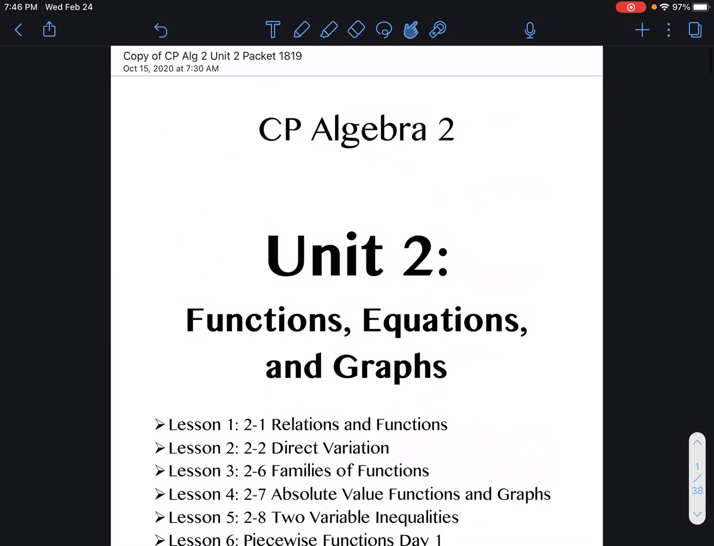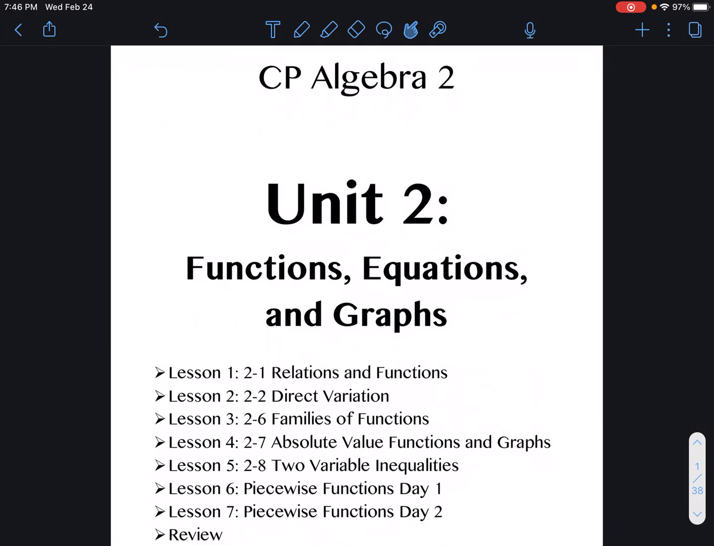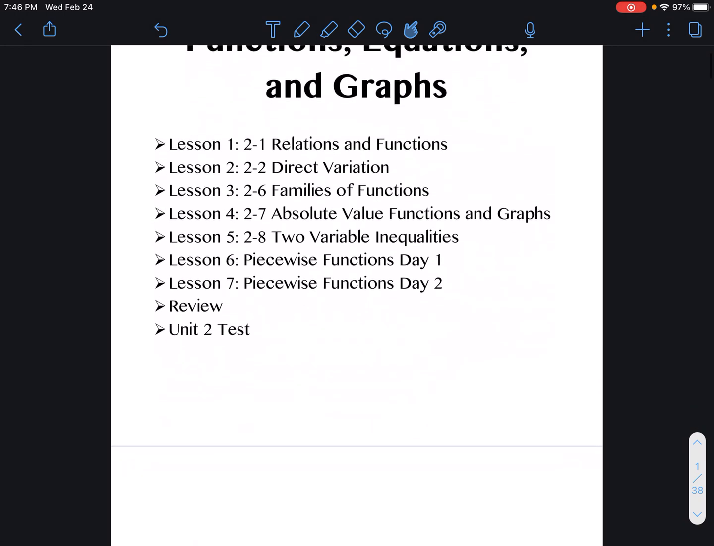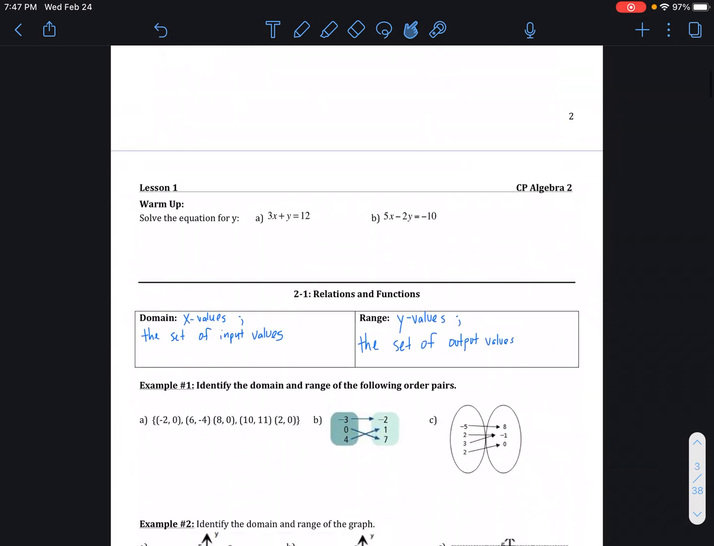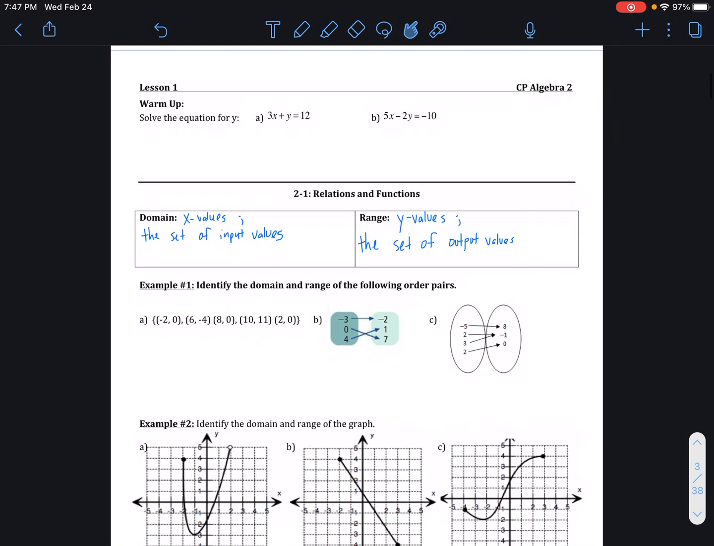Okay, guys, welcome back. Today we're going into the first day of the Unit 2 packet. Our theme for this unit is going to be functions, equations, and graphs. We're going to start off with Lesson 1. This video will cover the first half of Lesson 1. I'm going to break up Lesson 1 into two separate videos. So let's scroll down to page 3 and hit up Lesson 1.